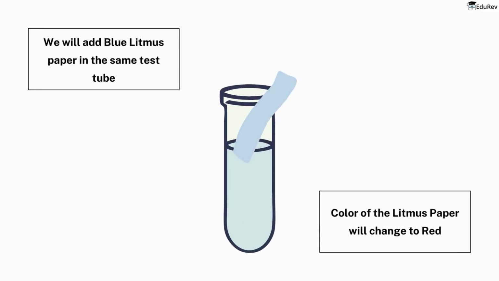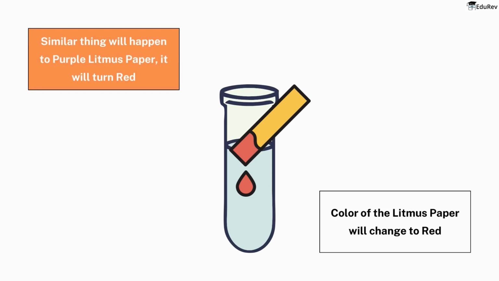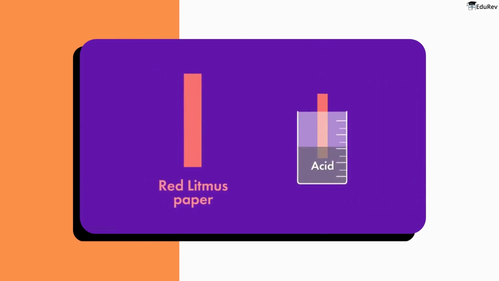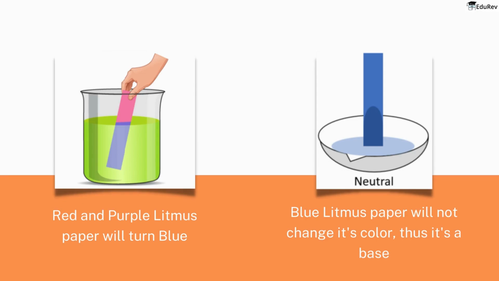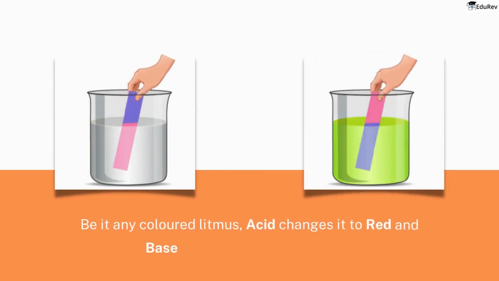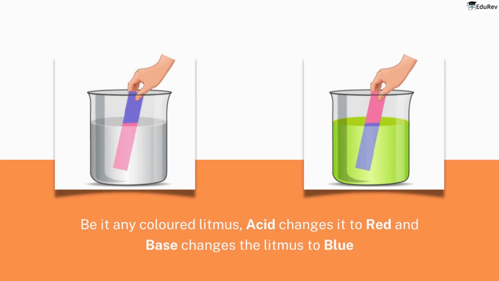Then we will put a blue litmus paper in the same test tube and we will notice that the color will change to red. Similar thing will happen with the purple litmus paper. It will turn red. The conclusion we can make is that the first test tube consists of acid. We will follow the similar process with the second test tube. The red and purple litmus paper will turn blue and the blue litmus paper will not change its color, indicating that the second test tube consists of a base. So, always remember, be it any colored litmus, acid changes it to red and base changes the litmus to blue.